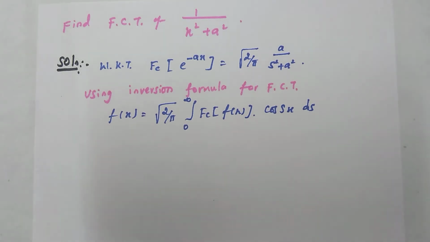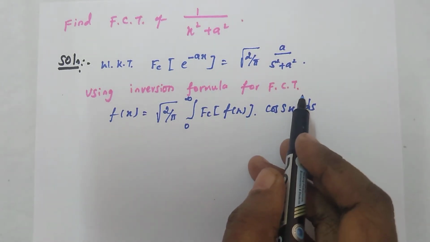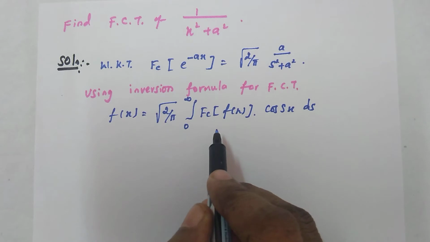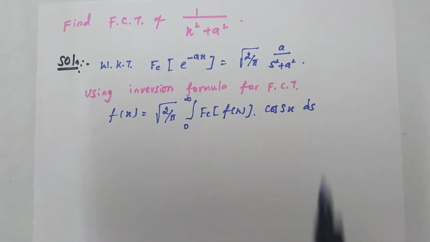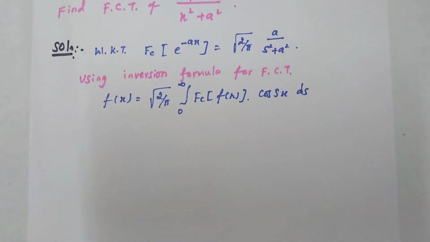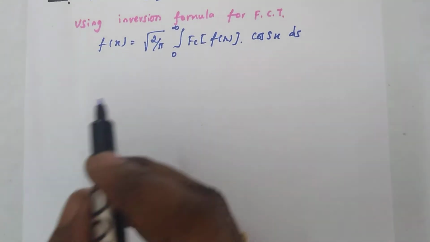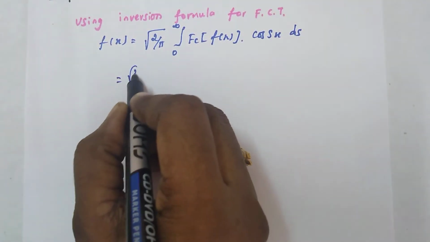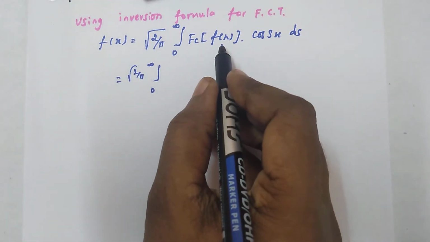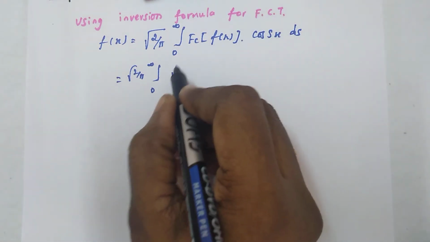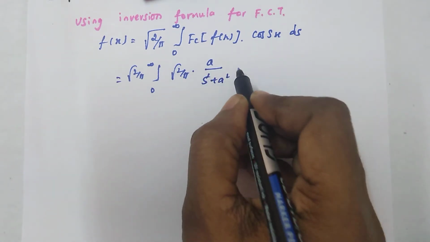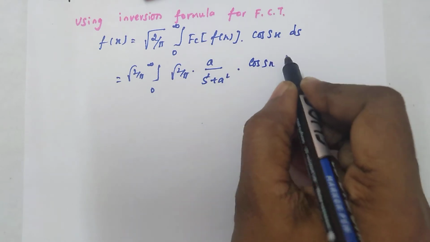So now we are going to take the inversion formula for Fourier cosine transform. We know the inversion formula f of x is equal to root of 2 by pi integral 0 to infinity Fourier cosine transform of f of x into cos sx dx. In this one we are going to substitute the Fourier cosine transform of e power minus ax, which is equal to root of 2 by pi integral 0 to infinity fc of f of x, that is nothing but root of 2 by pi a by s square plus a square into cos sx ds.